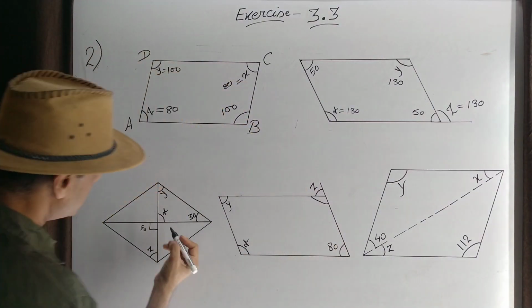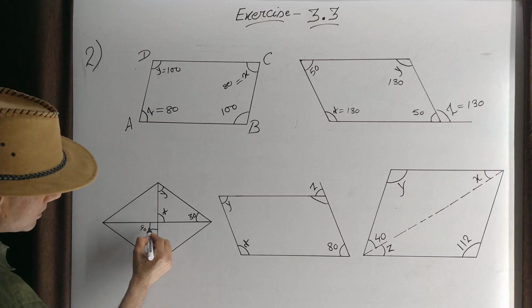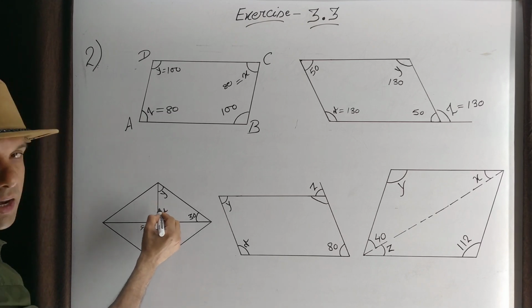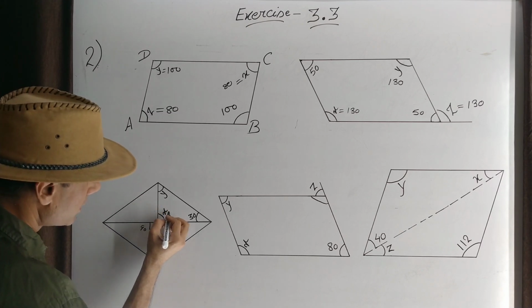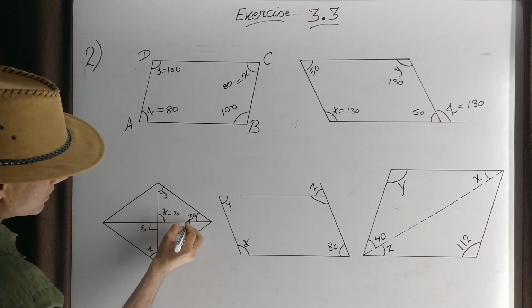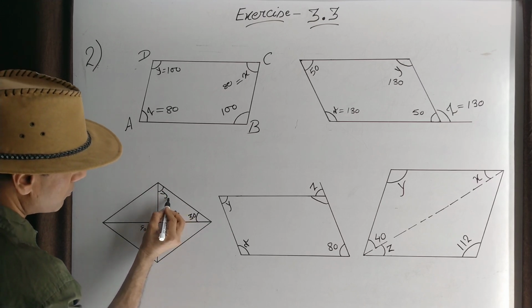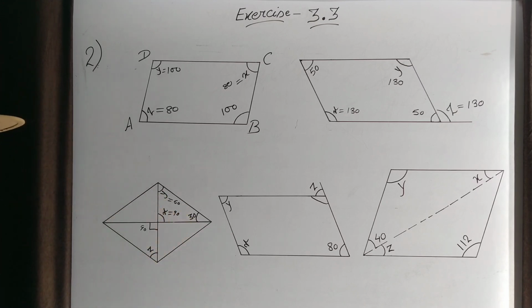Clear? In this figure, this angle is 90 degrees. Angle x is a vertically opposite angle. Hence, these two are equal. So x will be equal to 90 degrees. In this triangle, 90 plus 30 is 120, 180 minus 120 is 60. So y will be equal to 60 degrees.